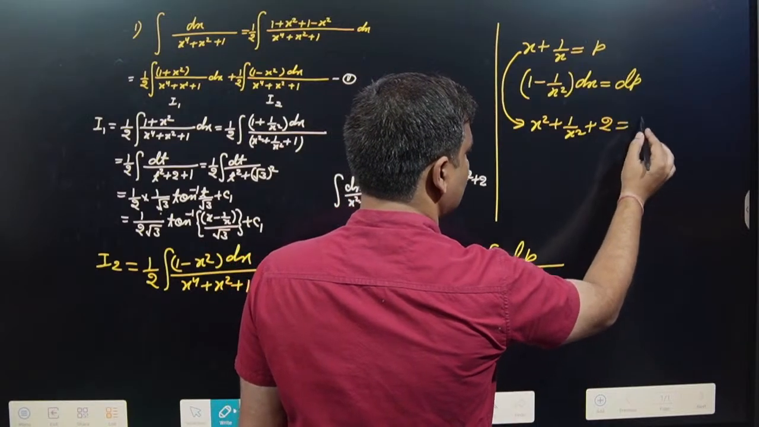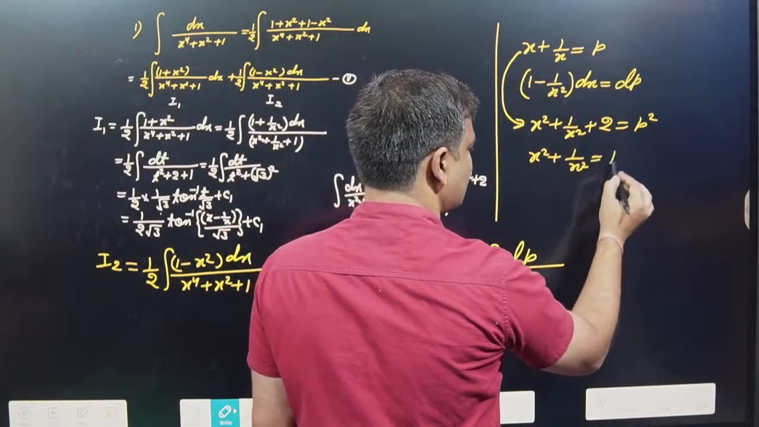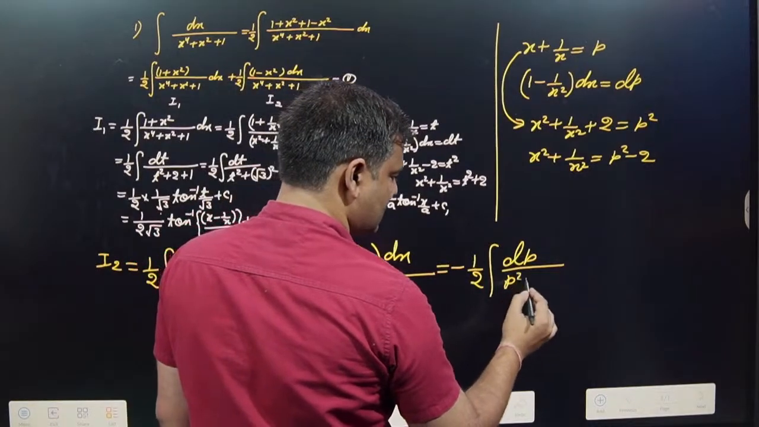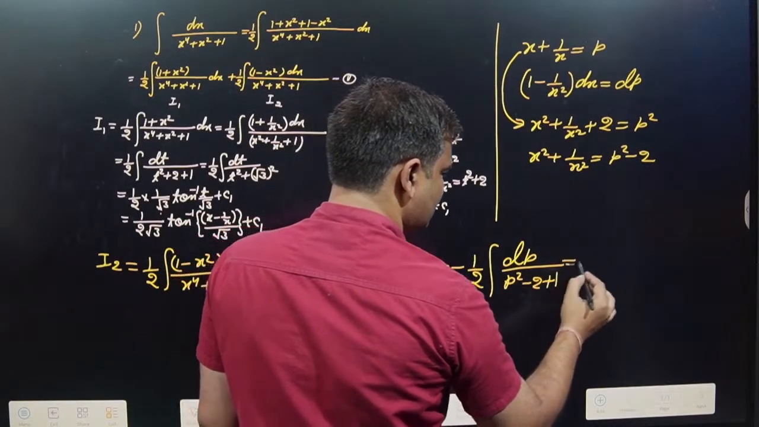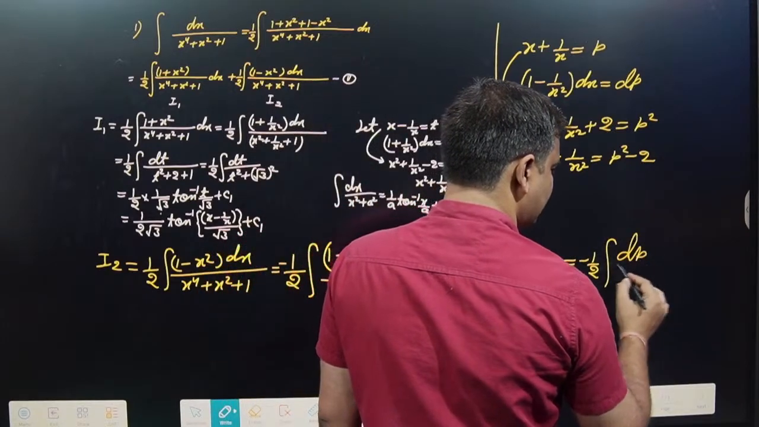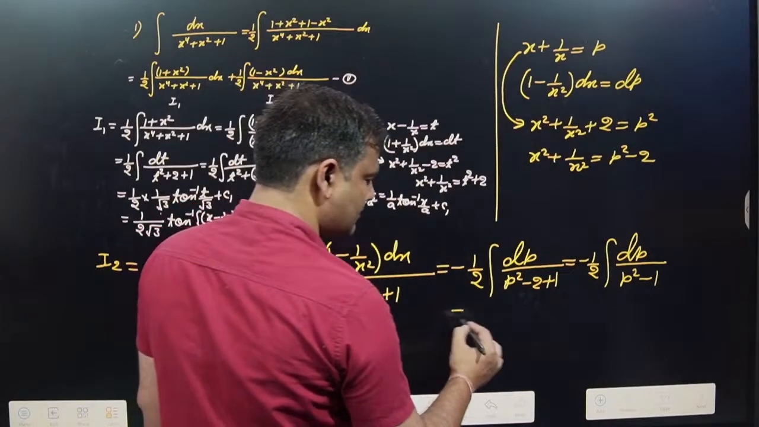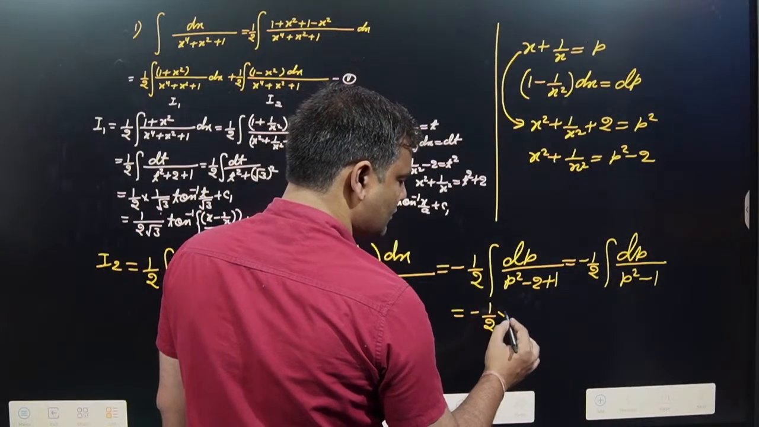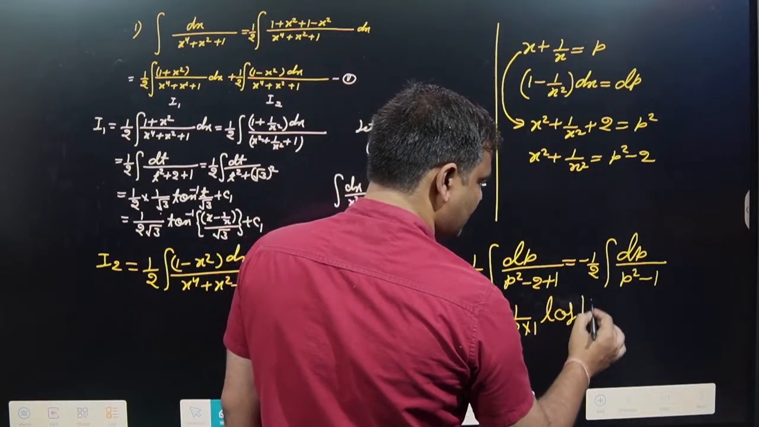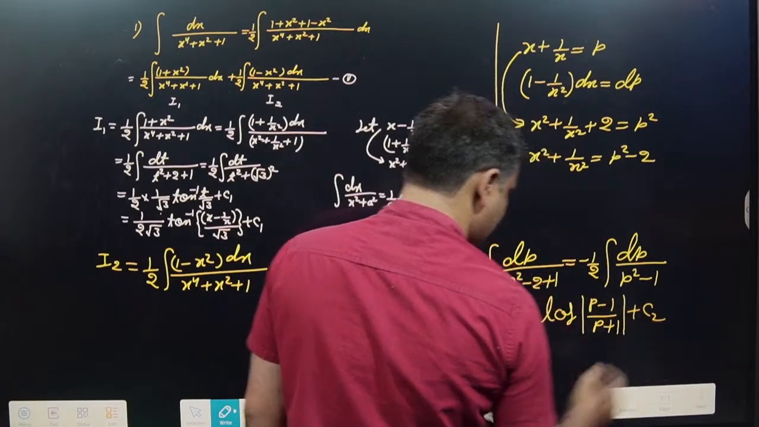plus 2, this will be equal to p square. So x square plus 1 upon x square, this will be equal to p square minus 2. Okay, now look here, written here p square minus 2 plus 1. So minus 1 by 2 integration of dp divided by p square minus 1. So that one written minus half into 1 by 2a, a is 1, into log of p minus 1 upon p plus 1 plus c2.